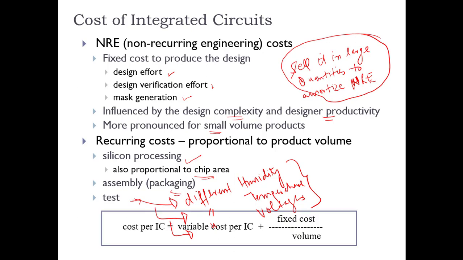So the cost of IC is the variable cost per IC, which is the RE, plus the fixed cost NRE divided by volume. So if you want to minimize the cost per IC, you have to increase the volume, and if you increase the volume, the cost of IC should go down.